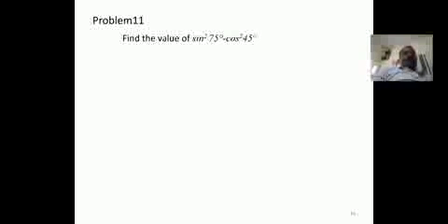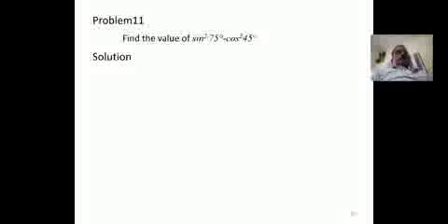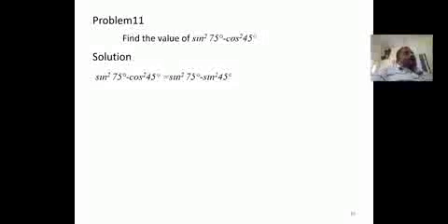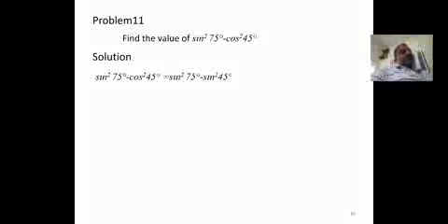Next, similar problem, sine square 75 minus cos square 45. This cos square 45 you can also write as sine square 45. Then as in the previous model, that is sine of A plus B into sine of A minus B, where A is 75, B is 45. Sine of A plus B, sine 75 plus 45, that is sine 120. Sine of A minus B, sine 75 minus 45, that is sine 30. Then you get sine 120 into sine 30.